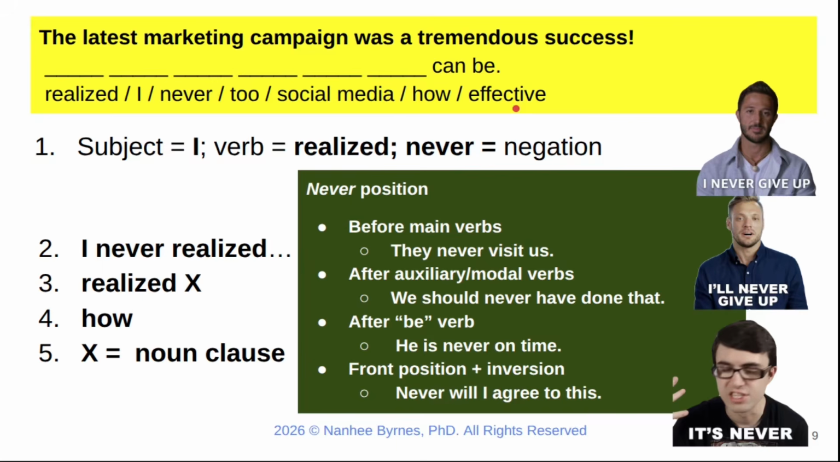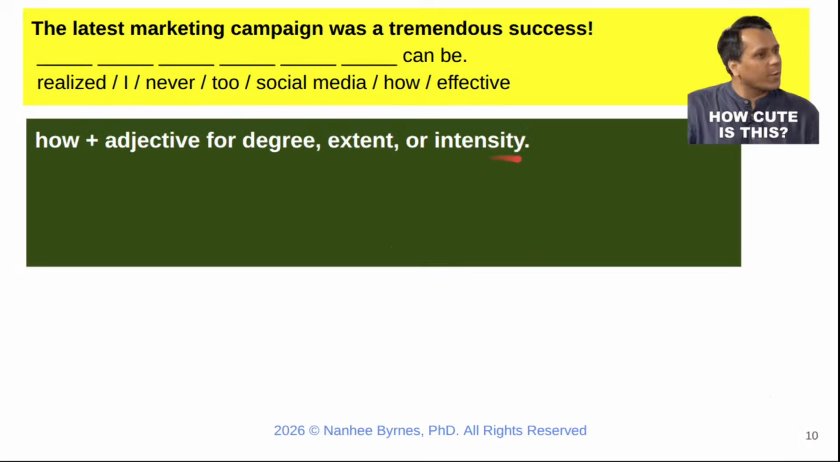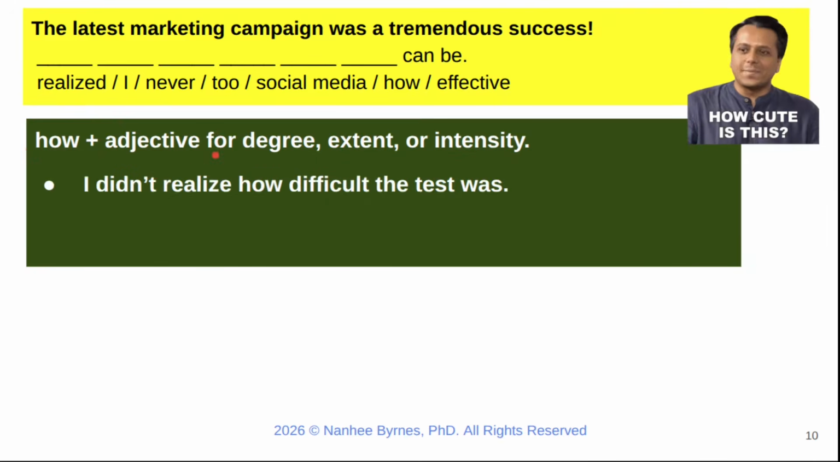Words like what, why, where, when, and whether introduce noun clauses that give facts, reasons, places, or times, but only how can directly combine with an adjective to show to what extent something is true. How plus adjective is used when we want to talk about degree, extent, or intensity.